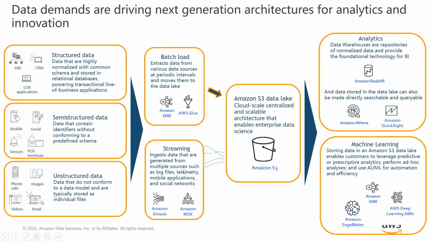And if you work back, there are two ways of bringing your data into your data lake. Batch load, and also streaming. I have a couple of services here. We have other services too that will help you with batch load and also streaming. I've tried to put the most popular ones, the most common ones. EMR and Glue for batch load, Kinesis and Amazon MSK, the managed Kafka service, for streaming. A couple of different ways to bring data into S3.